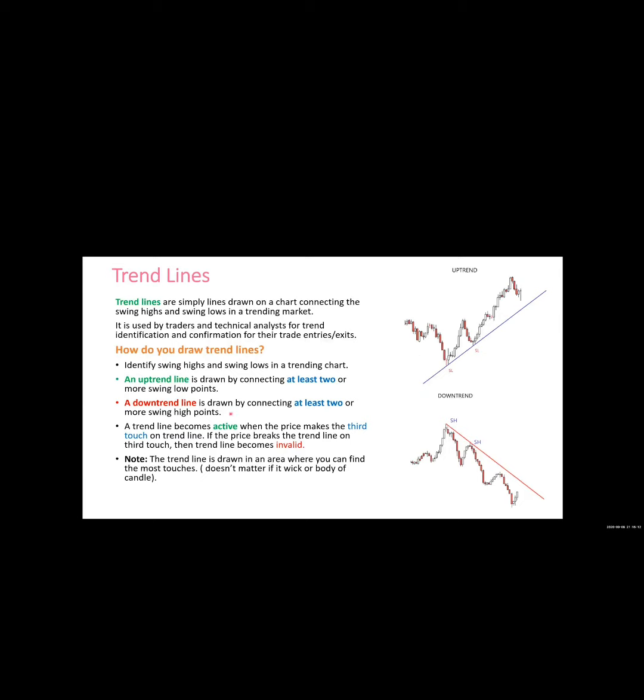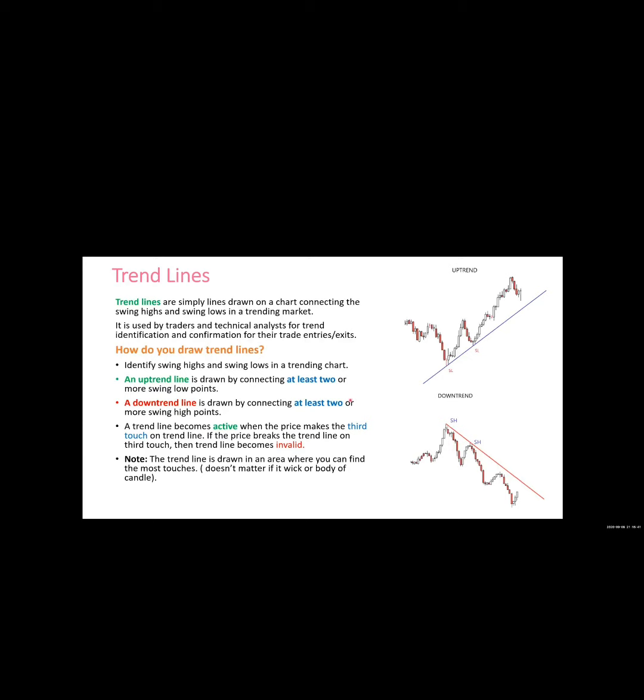Okay. And similarly, in a downtrend, a line is drawn by connecting at least 2 or more swing high points. So in this case, I've identified swing high 1 and swing high 2, and I just draw a line connecting those 2 points to form my trend line. So an important point here, this is the most important point. A trend line becomes active when price makes the third touch on that trend line. If the price breaks that trend line on the third touch, then the trend line becomes invalid.